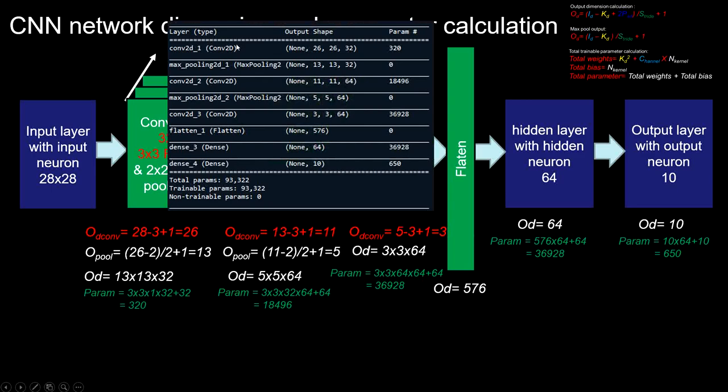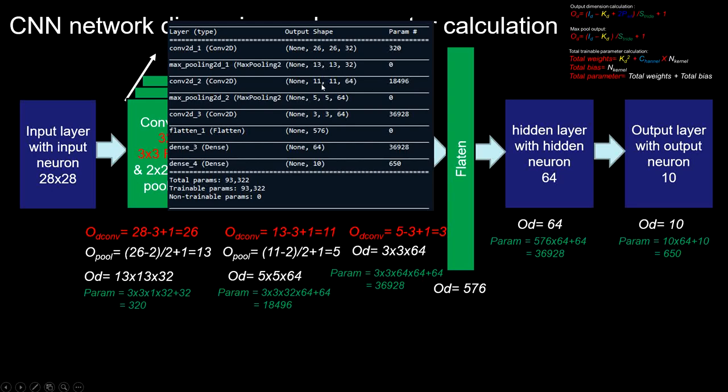So let's compare the outcome of our calculation with the summary of this model. You can easily determine this by using the model.summary command. Let's look at the dimensions. For the first layer, the dimension will be 26 times 26 times 32, which is after you perform the convolution, with the same channel. For the max pooling, you have 13, so 13 times 13 times 32. So this is the first convolution layer.